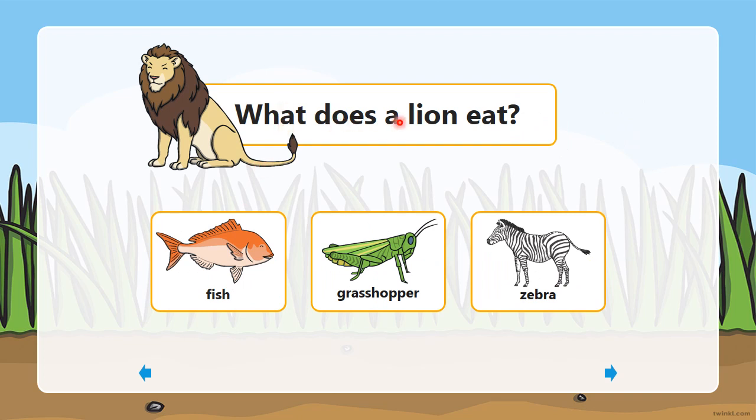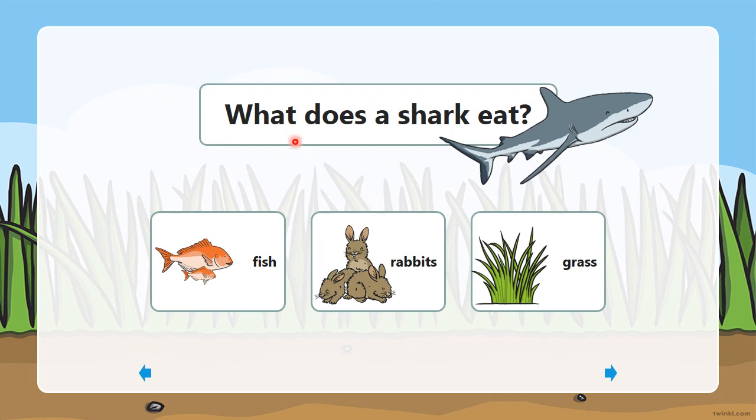What does a lion eat? A fish, grasshopper, or a zebra? Lion eats a zebra. What does a shark eat? Grass, rabbits, or fish? A shark eats a fish.